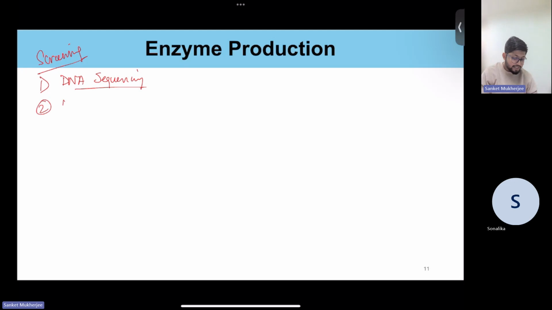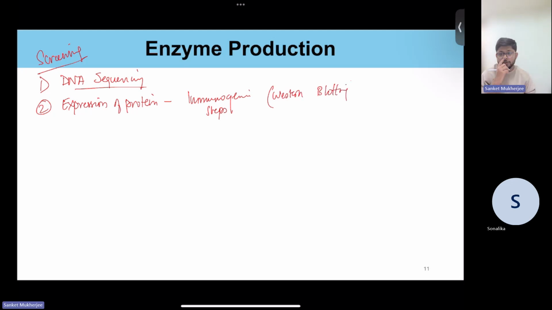There could be expression of protein, which will essentially involve some immunogenic steps. Let's say, for example, Western blotting, where you have antibody against your protein, which will help you to determine if your protein is getting expressed or not.